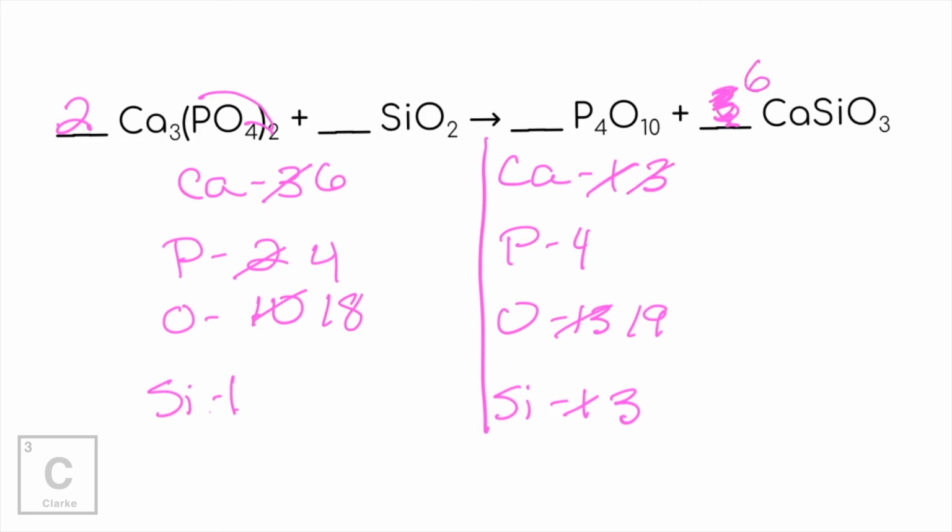That's going to give us 6 calcium. That's going to give us 6 silicon. That's going to give us 6 times 3 is 18 plus 10. That's going to give us 28 oxygen. Because I'm still planning on leaving oxygen till last, let's look at silicon. We have not messed with silicon yet. If we look at our products, we've got 6 silicon, so let's put a 6 here. 6.